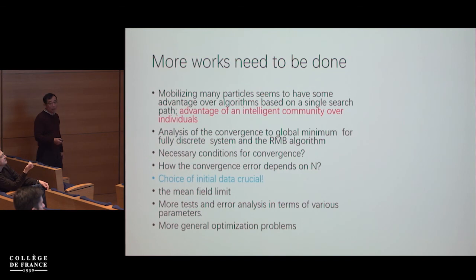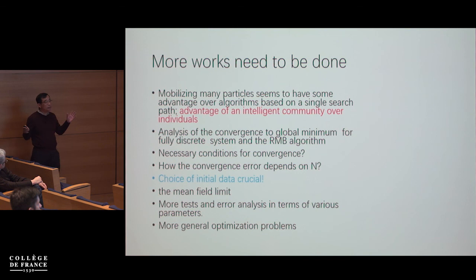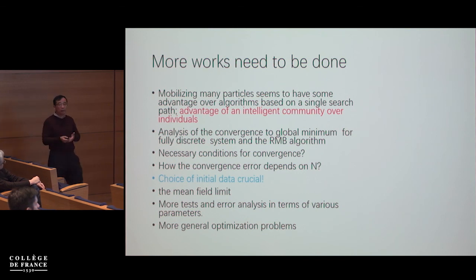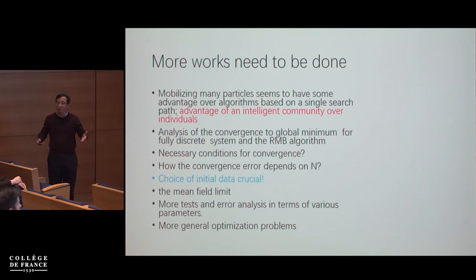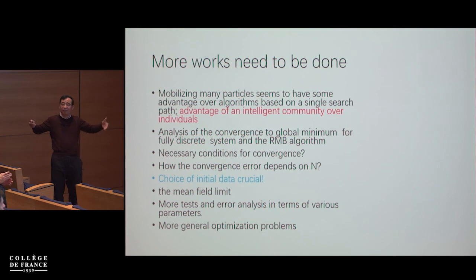Basically, I'm finished. Of course, more work needs to be done. At least it seems to me this particle system is a very natural way to solve global minimization, because you mobilize a lot of particles. Imagine you are in the mountains, trying to find the best path down. If just one guy is searching around, it takes forever. If you have many guys trying different paths, and they talk to each other, okay, I found the best way here, everybody come here, that's a better way to do global minimization if you have a very complicated landscape.